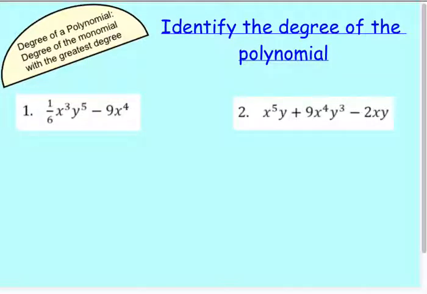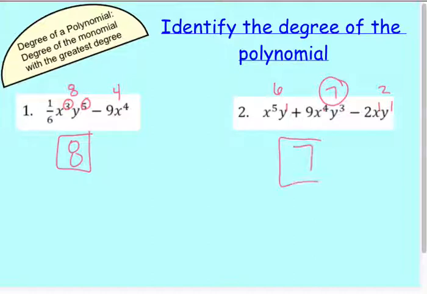Let's look at a few more examples to identify the degree. Number 1, once again, I'm going to add them. 3 plus 5 is 8, and this is 4. So which one has the highest? The 8. The addition of those two, so the degree is 8. Same thing here. This is a 5, this is 1, so this would be 6. 4 plus 3 is 7. 1 plus 1 is 2. So this is the highest sum, so my degree is 7.